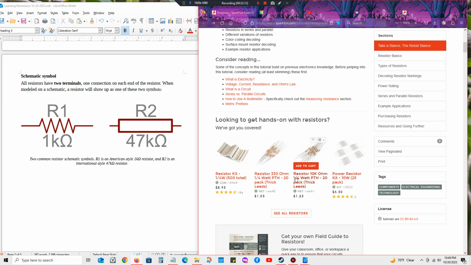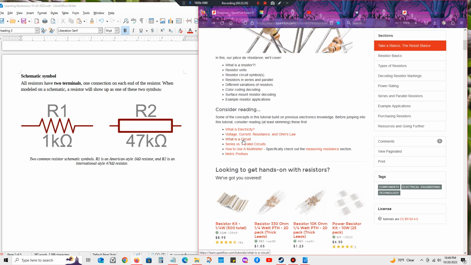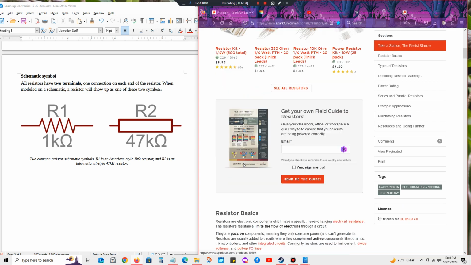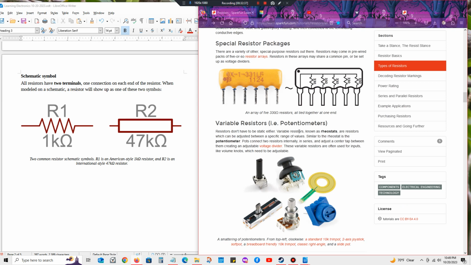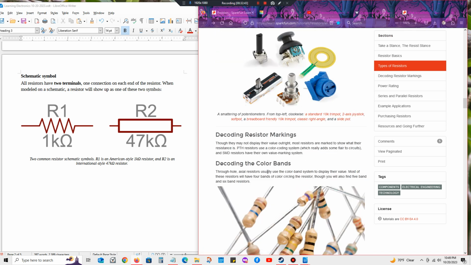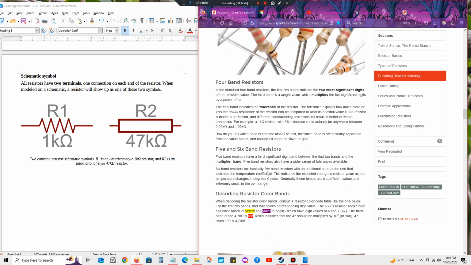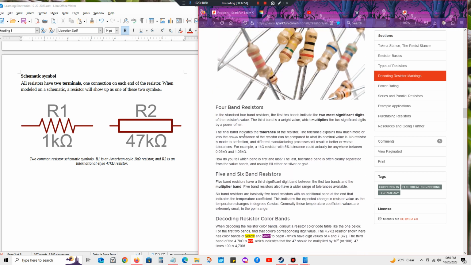Oh yeah, and I will show which websites you can go to and get some of this stuff. You really want to start off with a printed circuit board, I mean a breadboard, I'm sorry, so you can play around with it. Okay, so potentiometers. Four band, yeah.